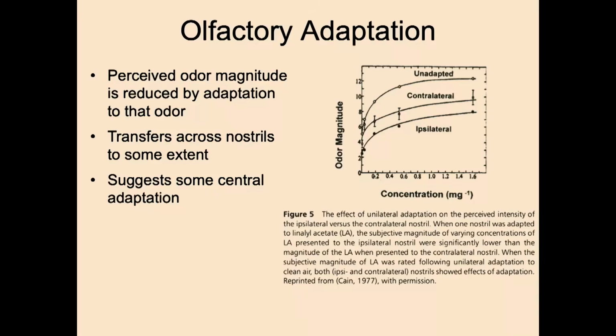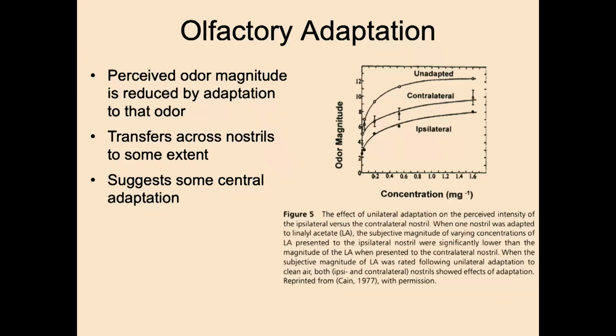What you're supposed to take away from the graph is two things. The first is that both of those curves, the contralateral and the ipsilateral, are below the unadapted. So there's some transfer of adaptation across nostrils. The second is that the ipsilateral is lower than the contralateral. The inference from that is that there's some central component to the adaptation as well as some more peripheral component at a stage where the two nostrils are separated.